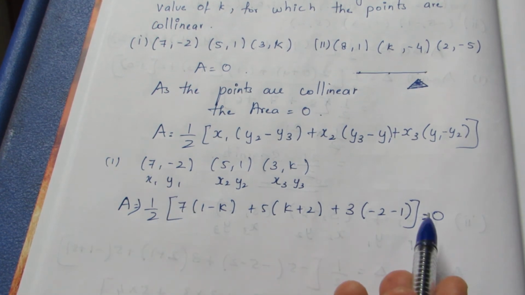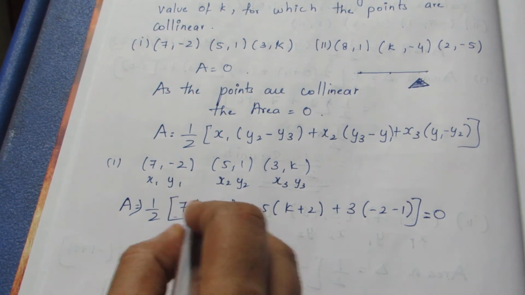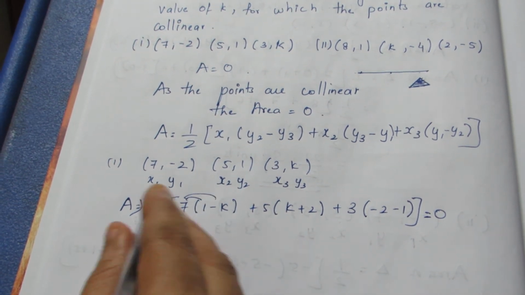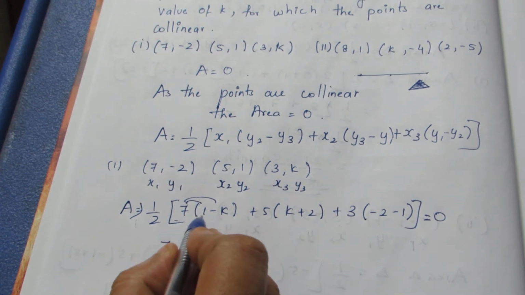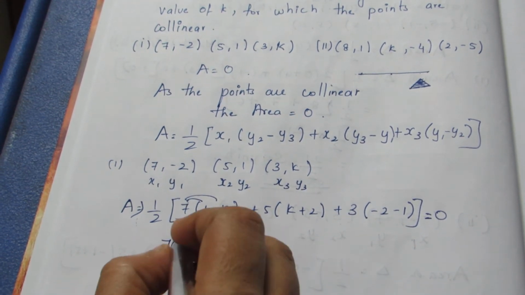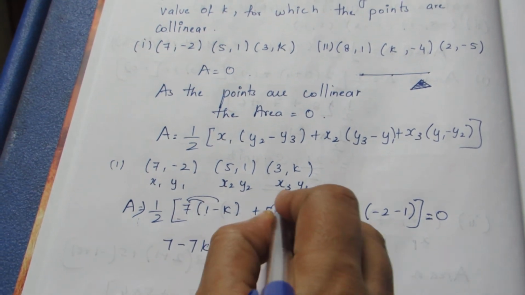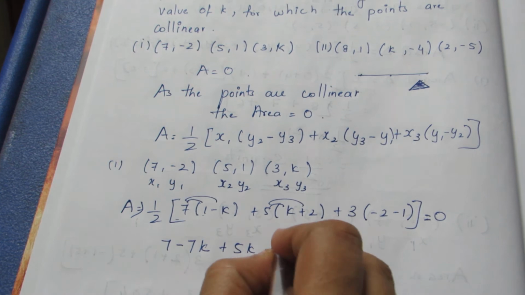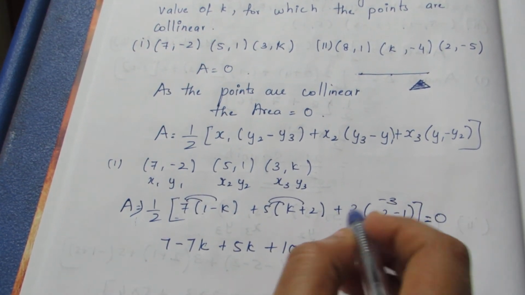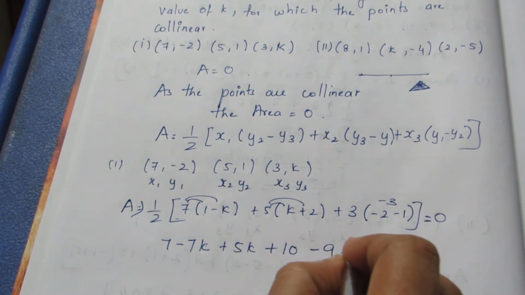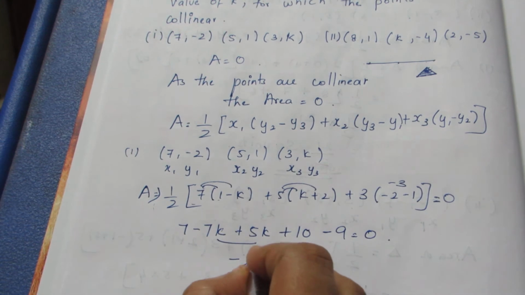Taking half to the other side, it goes into 2, and 0 into any number is 0. So you can remove this half. Multiply it inside: 7 ones are 7, minus 7k plus 5k, plus 10, and 3 into minus 3 is minus 9, equal to 0. Solving the like terms, we get minus 2k.